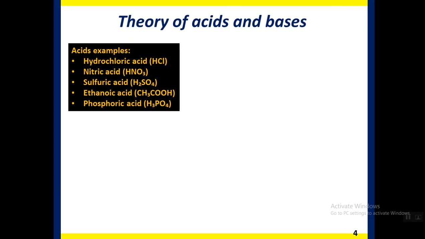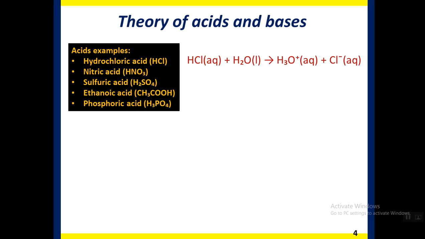Here I am going to explain the theory of Bronsted-Lowry, and here I have given you some examples for acids. There is hydrochloric acid, which is HCl, nitric acid HNO3, sulfuric acid H2SO4, ethanoic acid CH3COOH, phosphoric acid H3PO4.